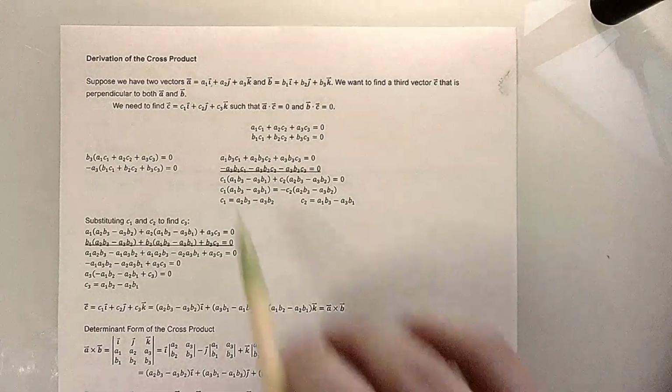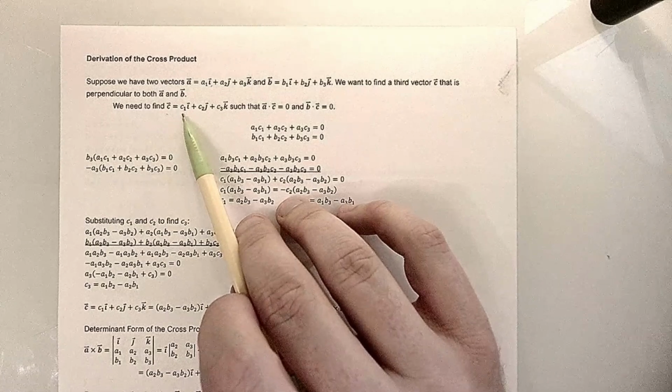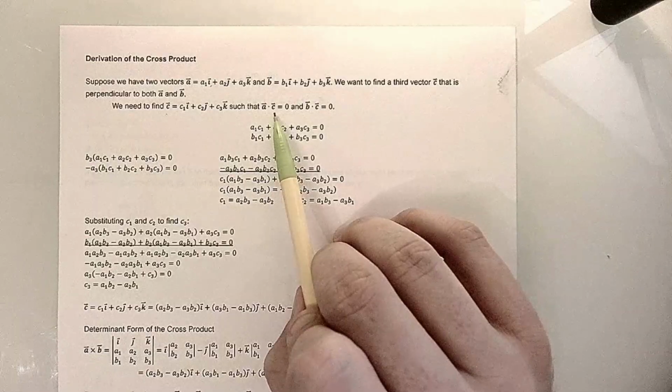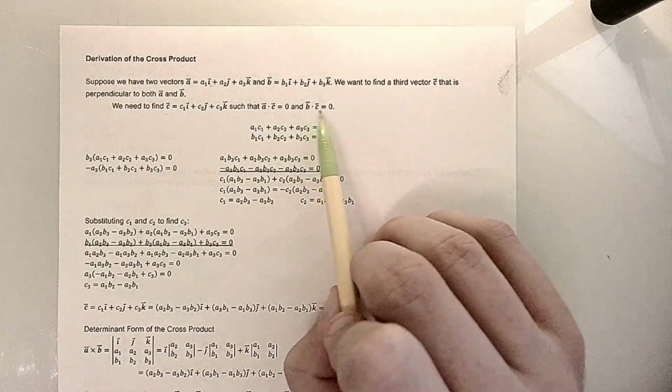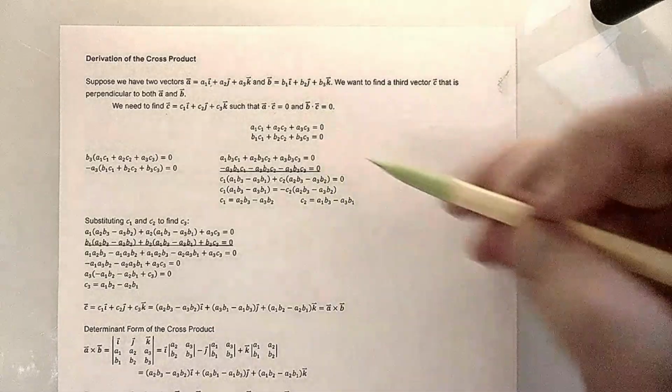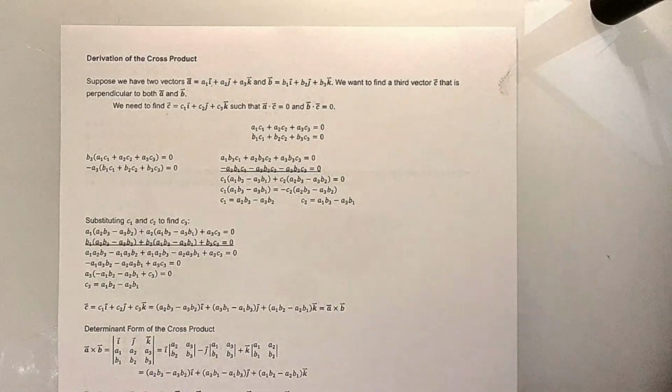So what we need to find is C, which is given by C1, C2, C3, such that A dot C from the dot product is 0 and B dot C is also 0. Now, I'm not going to work through the entire proof here, so pause the video. You can work through it yourself.